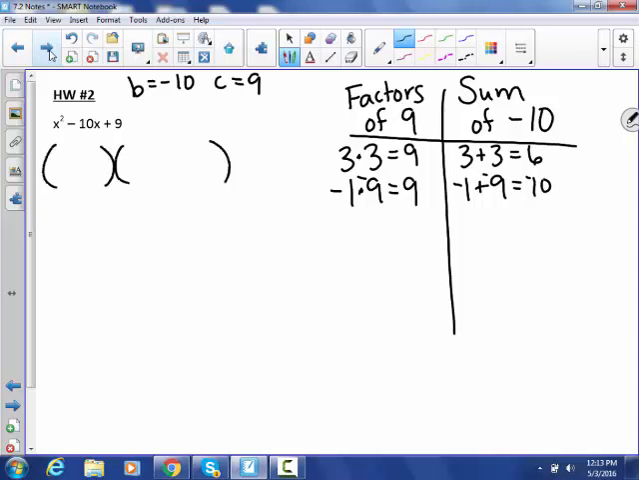So my factors, again, x goes in the front both times. And the factors that worked were negative 1 and negative 9. So it would be x minus 1 and x minus 9. And that's the answer. Okay?